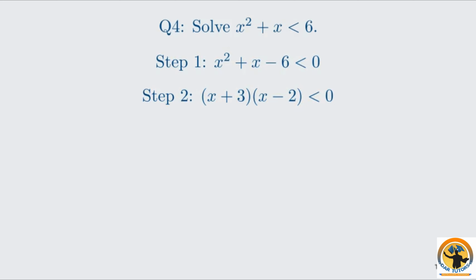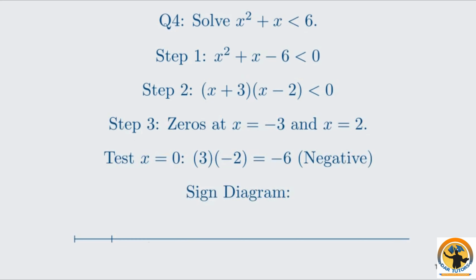Step 3. Draw a sign diagram. The zeros are at x equals -3 and x equals 2. Testing a value like x equals 0 in the middle interval, we get 3 times -2, which is -6, a negative value. Since the factors are single, the signs alternate. Step 4. Interpret the sign diagram. We are looking for where the expression is less than 0, which means we want the negative intervals.